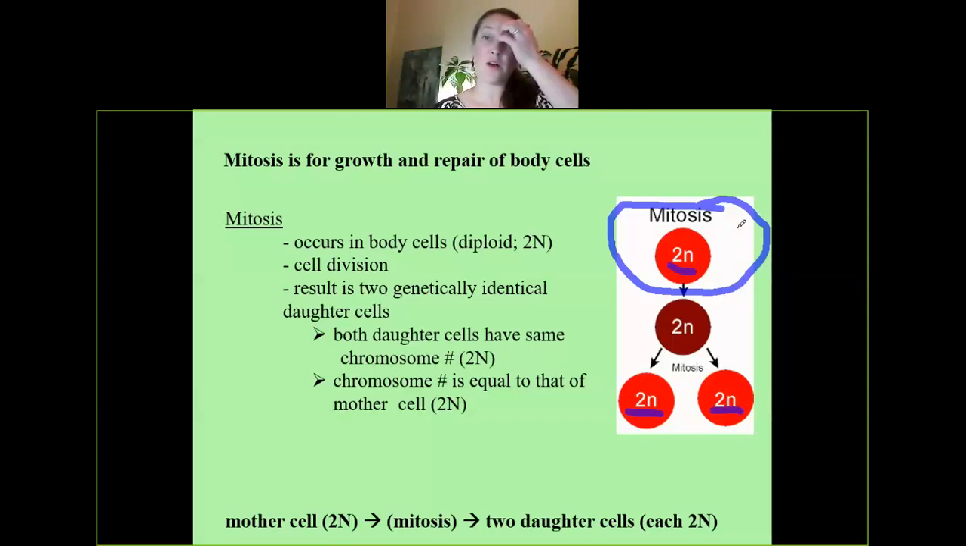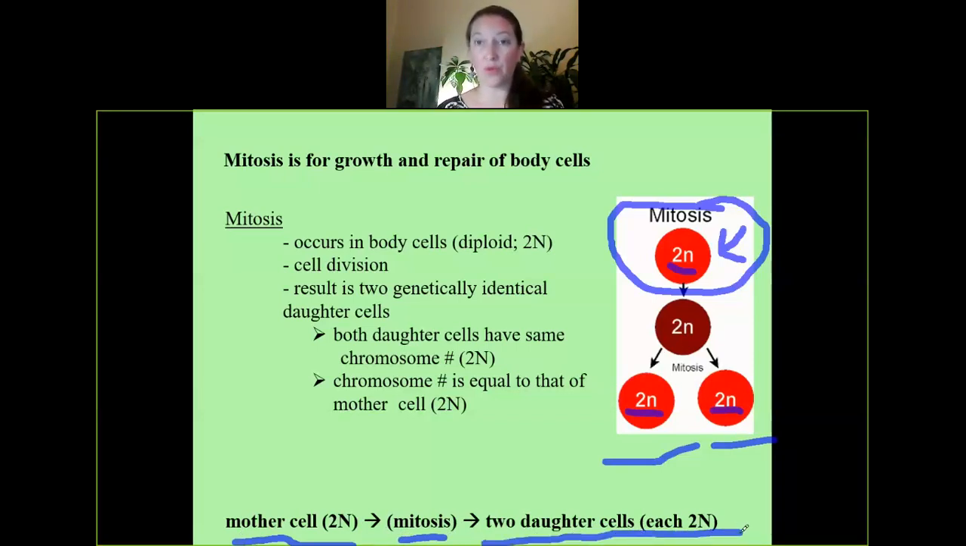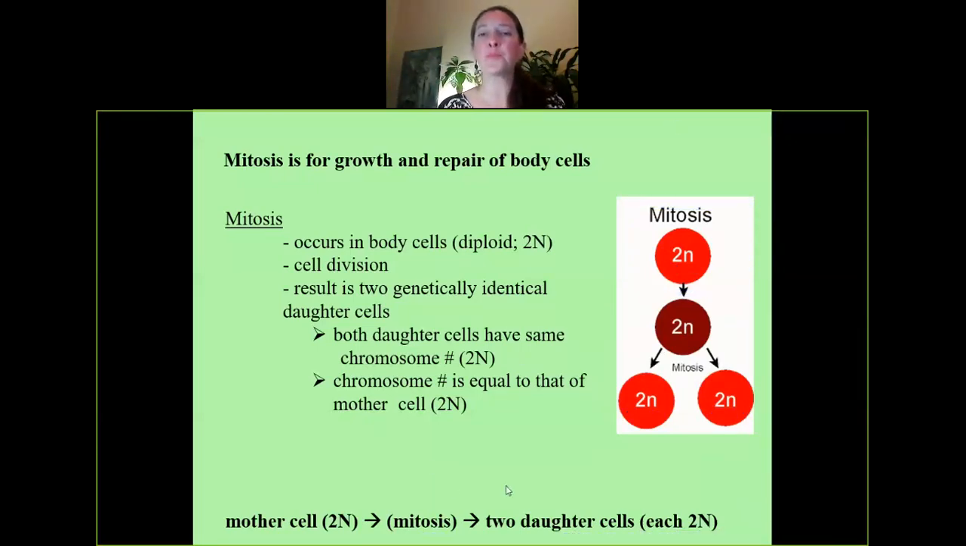This cell we call the mother cell. It's just what we call it. The mother cell is going to divide and create what we call two daughter cells. There's one there, there's one there. Here's a nice summary at the bottom: you have a mother cell that's 2N, it undergoes mitosis, and at the end of that, you have two daughter cells that are both also 2N.